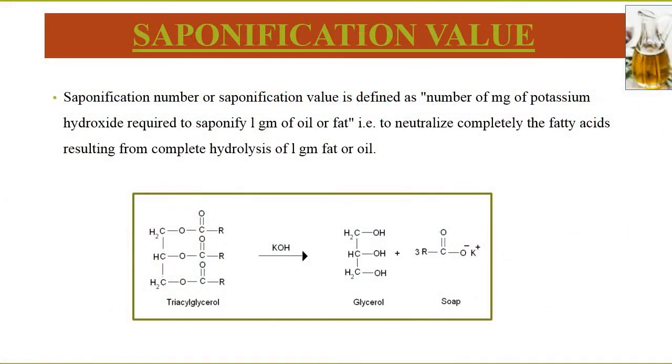So what is a saponification value? A saponification number or the saponification value is defined as the number of mg of potassium hydroxide required to saponify 1 gram of oil or fat. That is, to neutralize completely the fatty acids resulting from complete hydrolysis of 1 gram of fat or oil.